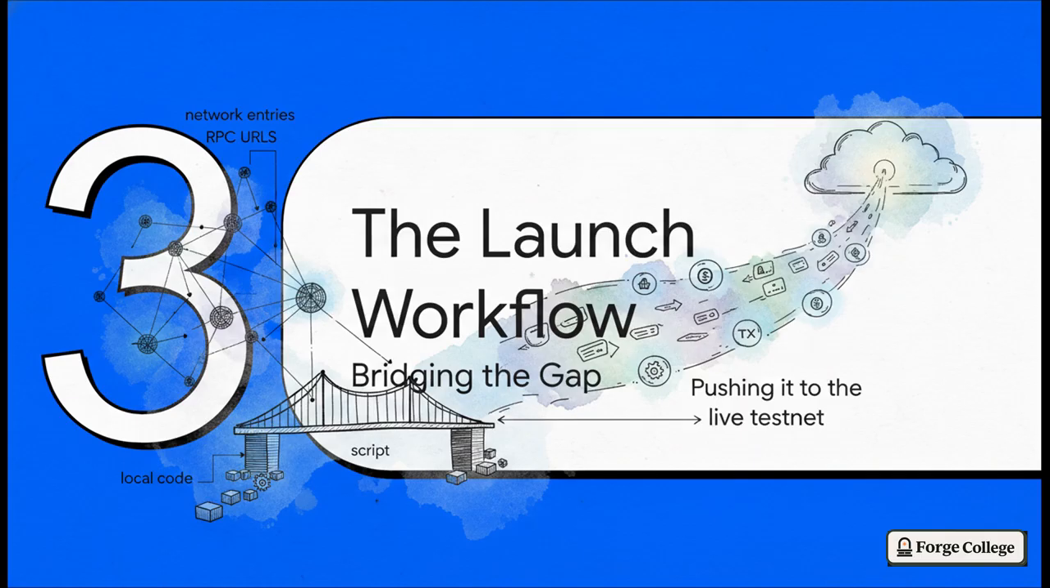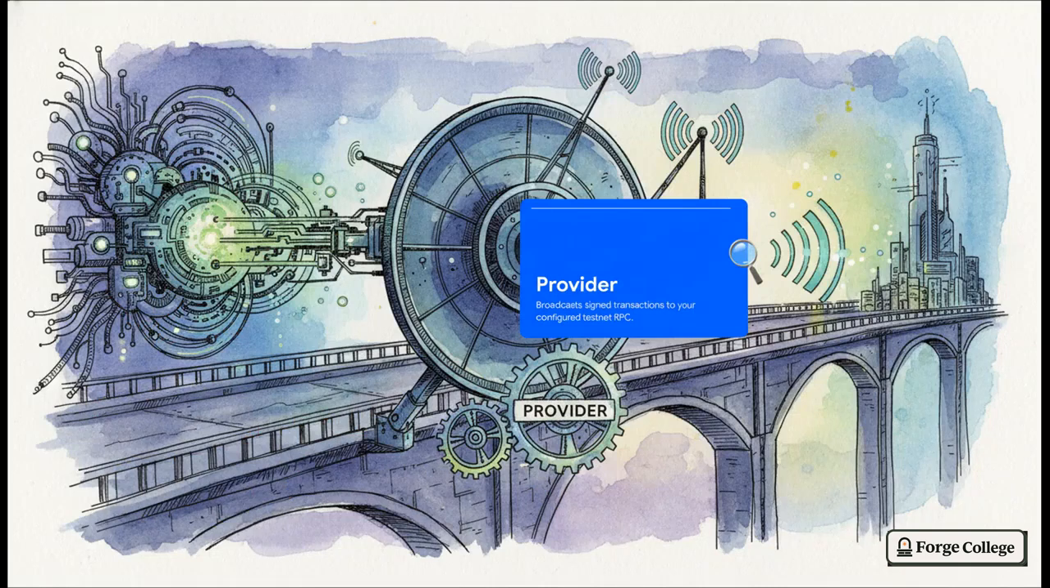Section 3. The launch workflow. Let's see exactly how our script consumes your network configurations to push local code out to a live testnet. So in the previous lesson, you spent time configuring your network entries and your RPC URLs. And you might be wondering, well, how does that configuration actually get used? Our script is the bridge, and to cross that bridge, our script relies on two vital gears turning in perfect unison. The first gear is the provider.